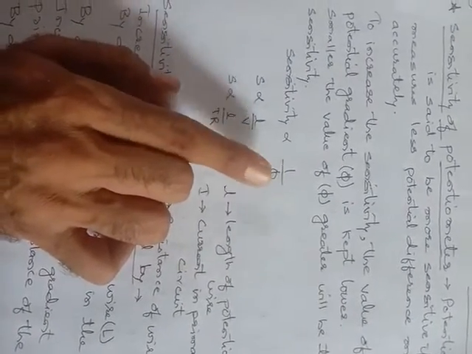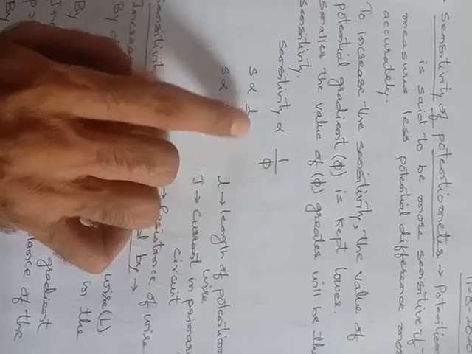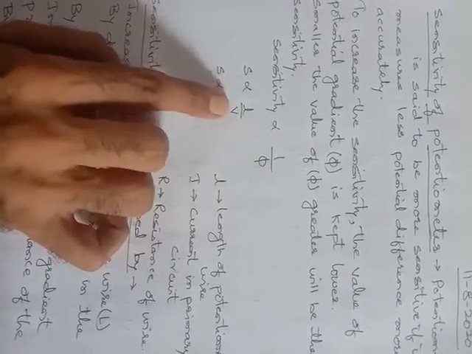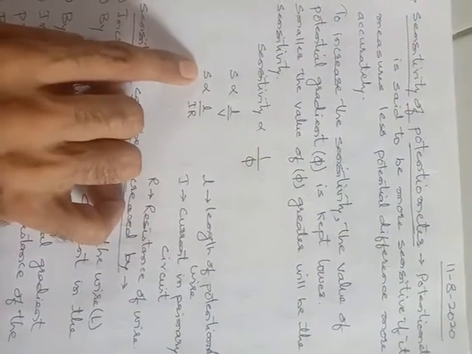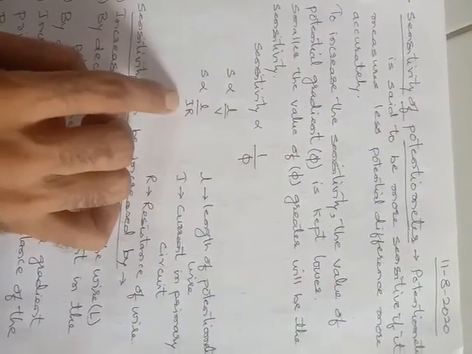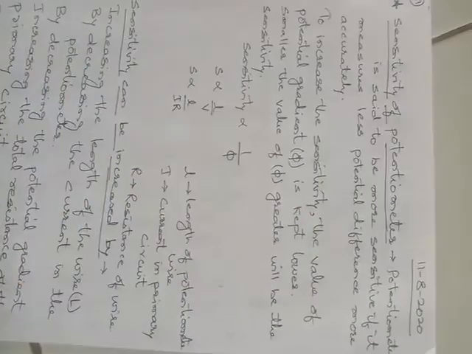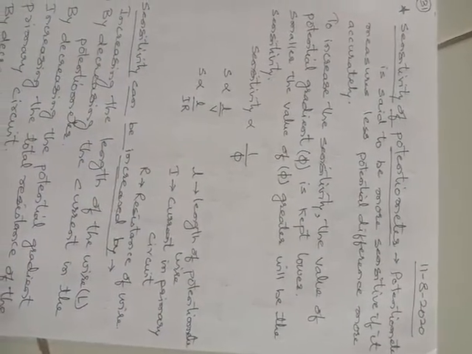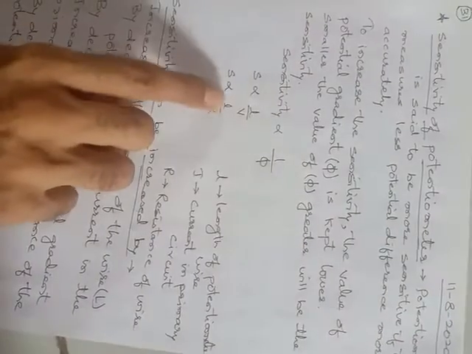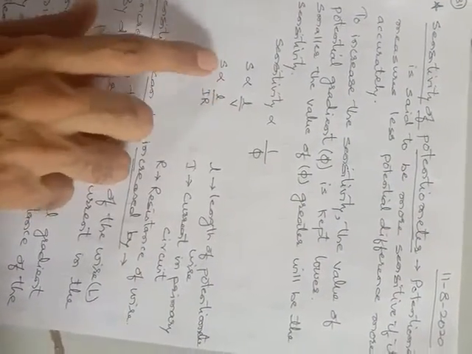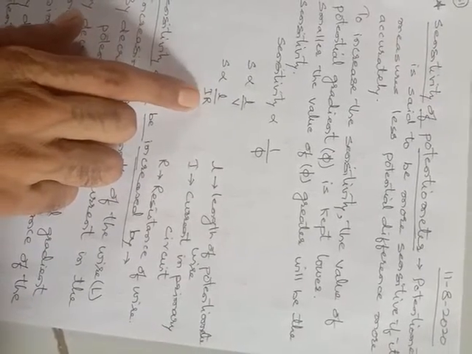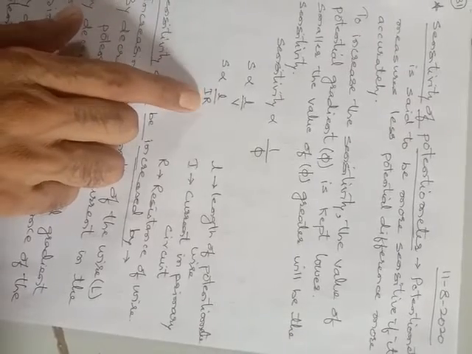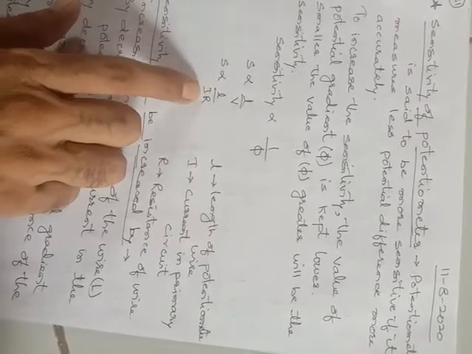What is the value of the potential gradient? Yesterday we saw it is V by L. So when we put V by L, L goes in the numerator. So S is proportional to L by V. V is equal to what? IR. So the sensitivity of the potentiometer is directly proportional to length, inversely proportional to the current in the primary circuit, and inversely proportional to the resistance of the wire.